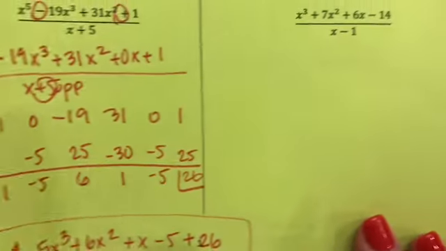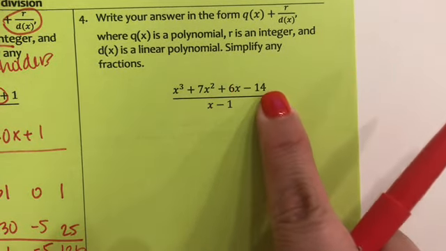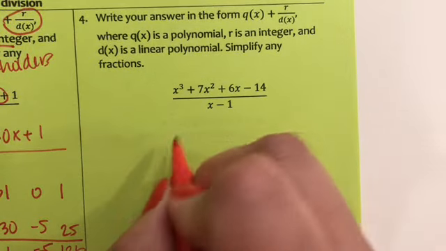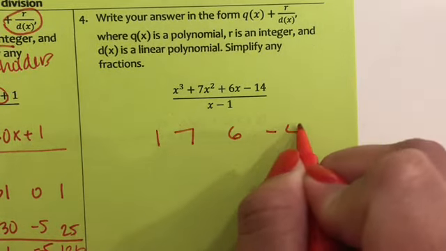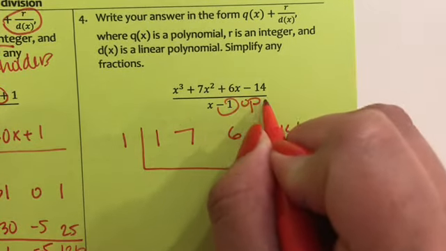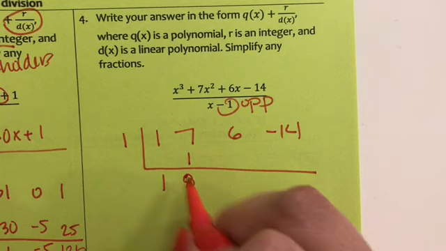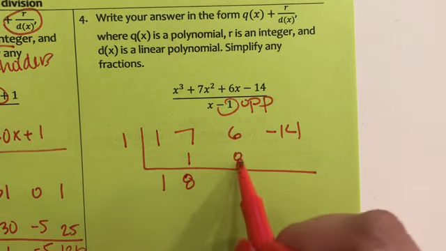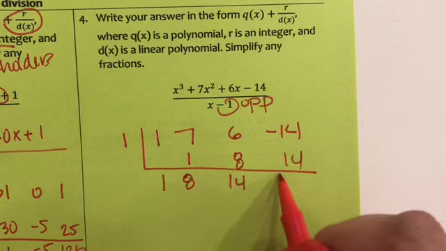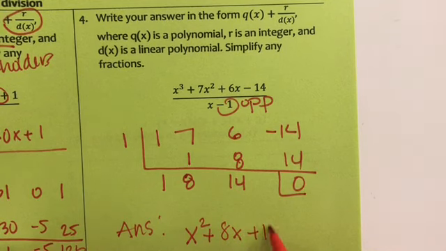Okay, moving on to number 4. So it's basically the same thing. We want to see if we need any placeholders. In this case, we don't. Let's go ahead and set up the problem. And we want the opposite. So 1 times 1 is 1. 1 times 8 is 8. Add those together, 14. 1 times 14 is 14. My remainder is 0. So my answer is going to be x squared plus 8x plus 14.